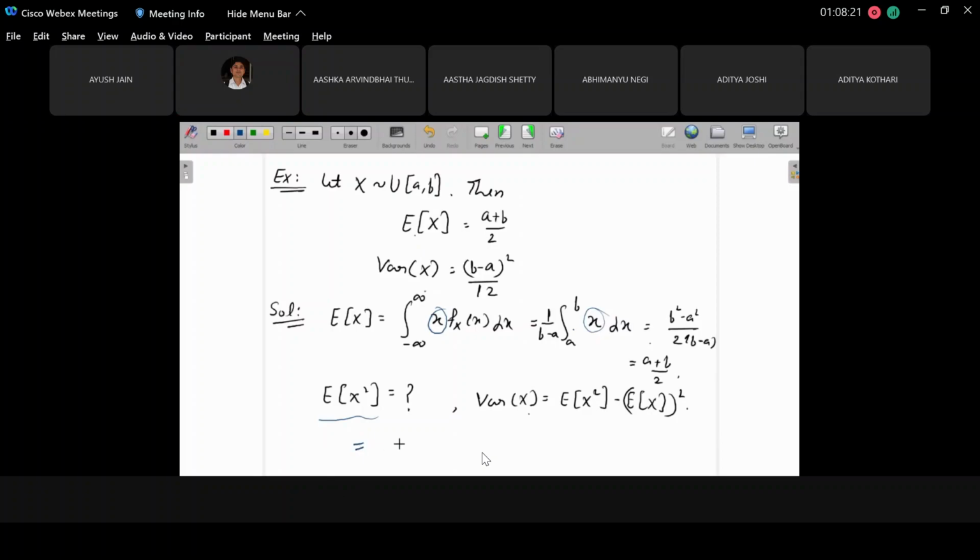So what is the expectation of x square? Here it is x square, so the integral is x cube by 3. So you have 1 upon (b minus a) times 3, (b cube minus a cube). Now you know b cube minus a cube is (b minus a) into (a square plus b square plus ab), so the result is (a square plus b square plus ab) divided by 3. Now you subtract the mean whole square, and then you verify that the variance of x is (b minus a) whole square by 12. You can do that later on.